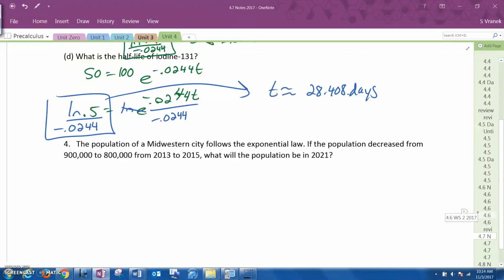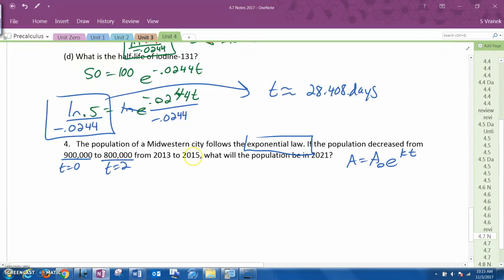All right, last problem. We have a population of a Midwestern city that follows the exponential law. Again, that is A equals A sub 0 e to the kt. Now, this is one where we do not know the decay rate. That's what we're going to have to find. The population decreased from 900,000 to 800,000 from 2013 to 2015. I'm going to say that t equals 0 for 2013 and t equals 2 for 2015, because that would be 2 years later. We know that this is our initial amount, and then we know we have t equals 2 when our A value is 800,000.